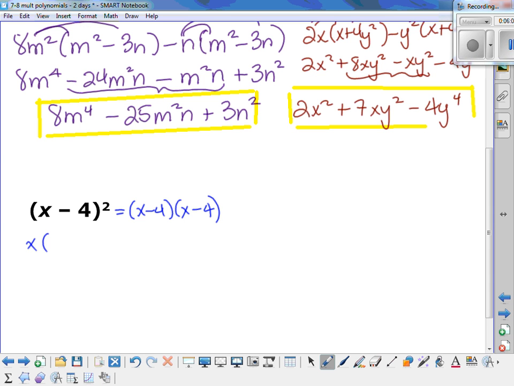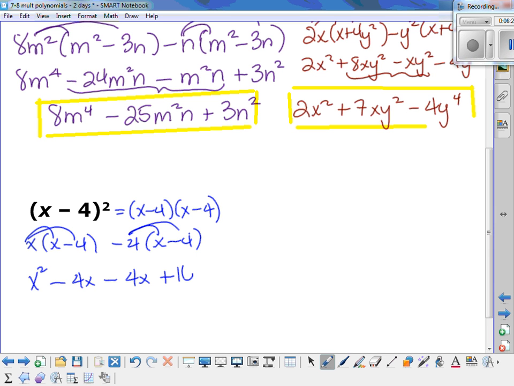So I'm going to do x times x minus 4, and then I'm going to do the minus 4 times x minus 4. So x times x gives me x squared. X times negative 4 gives me minus 4x. Negative 4 times x gives me minus 4x. And negative 4 times negative 4 gives me a positive 16. So I have a negative 4 and a negative 4 in the middle. So that adds up to negative 8x plus 16.